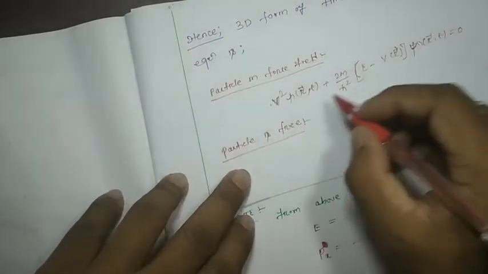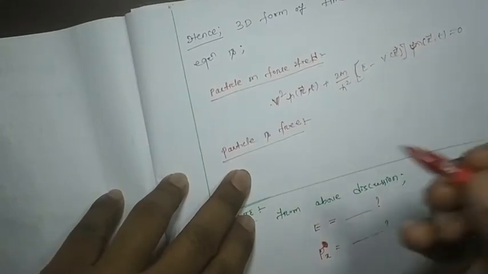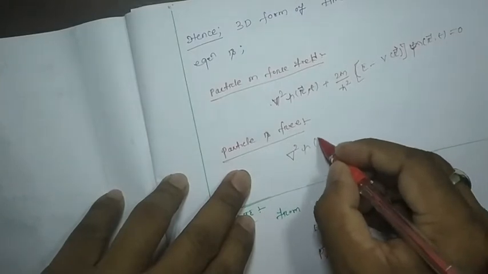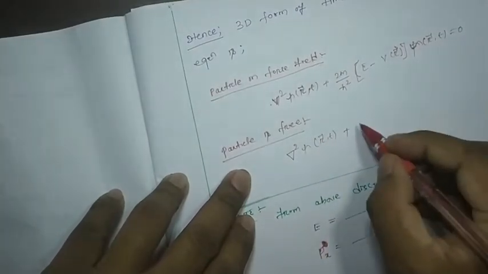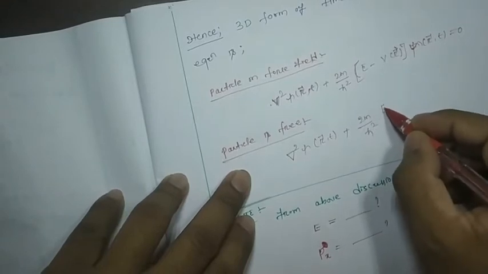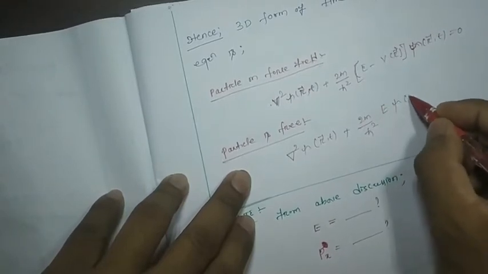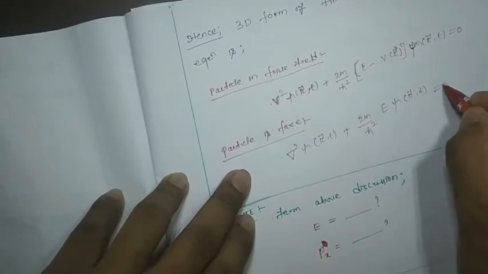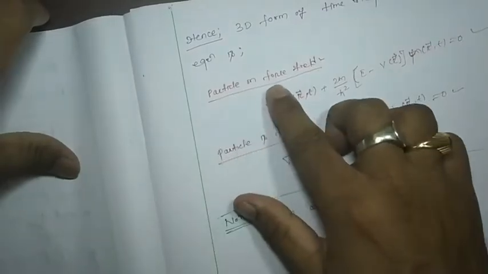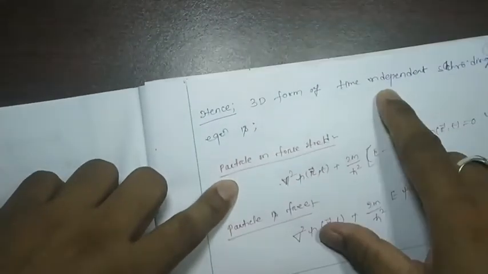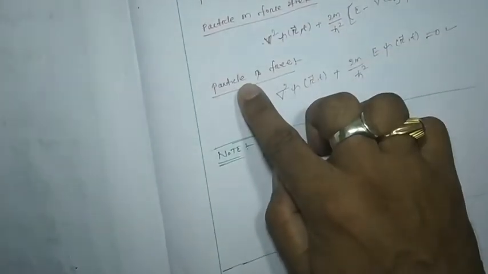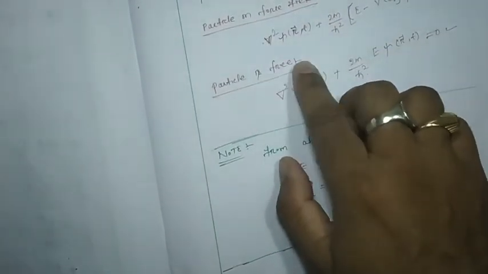So if the particle is free, then V(r) will be equal to 0, and its corresponding 3D form is del square psi(r,t) plus 2m by h cross square E psi(r,t) equal to 0. So these are the two expressions for the 3D form of the time independent Schrodinger equation, for a particle in a force field, and in the free situation, for free.